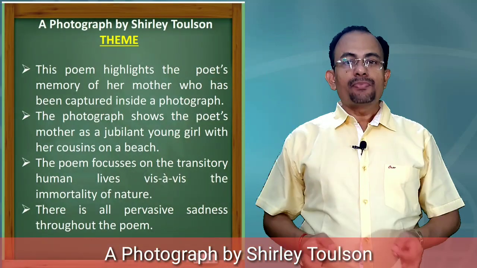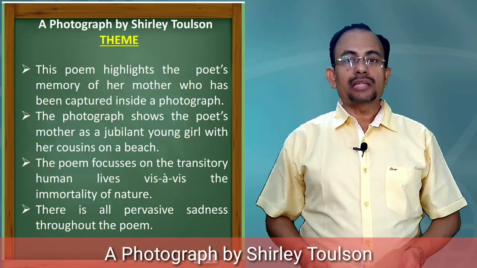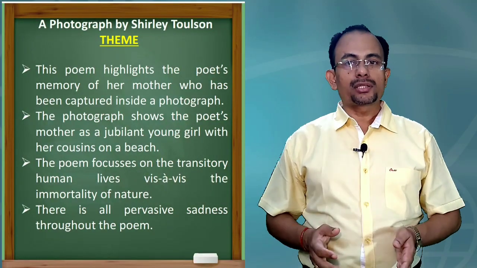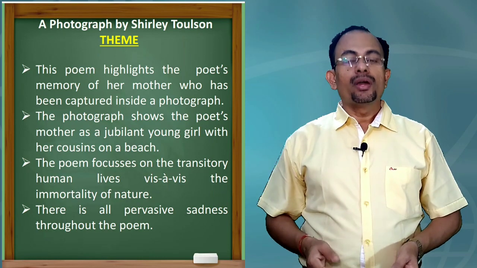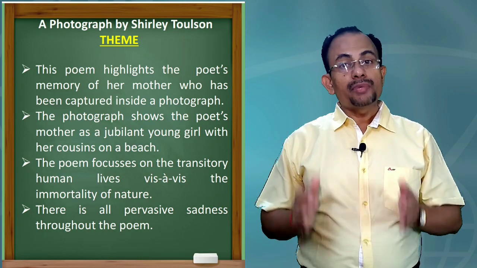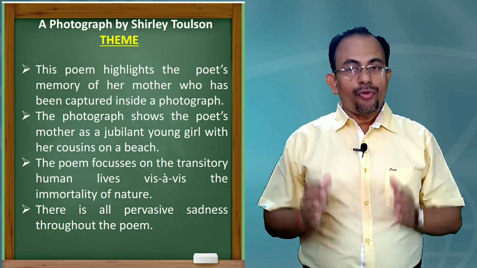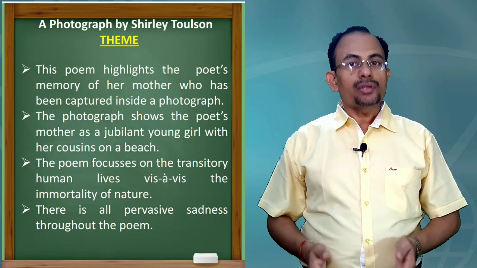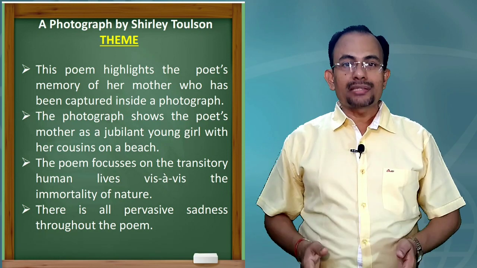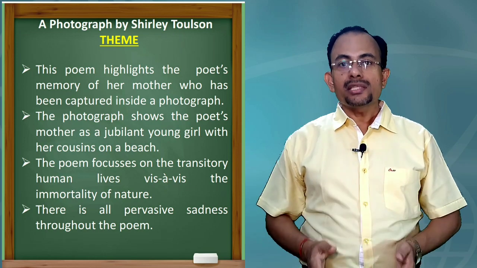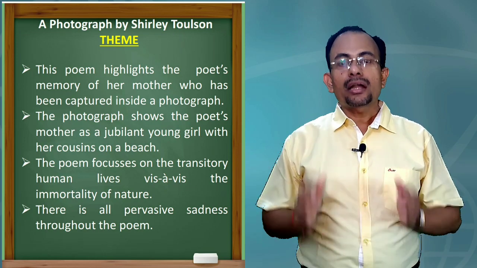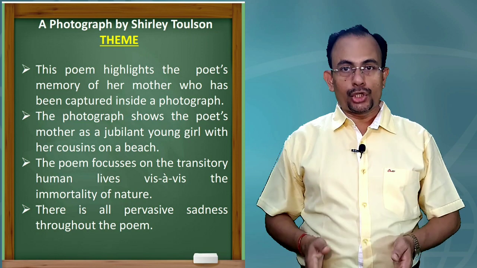First, we'll throw light on the theme of the poem. This poem highlights the nostalgic moment of the poet about the memory of her mother who has been captured inside a photograph. The photograph shows the poet's mother as a jubilant young girl with her cousins on a beach.